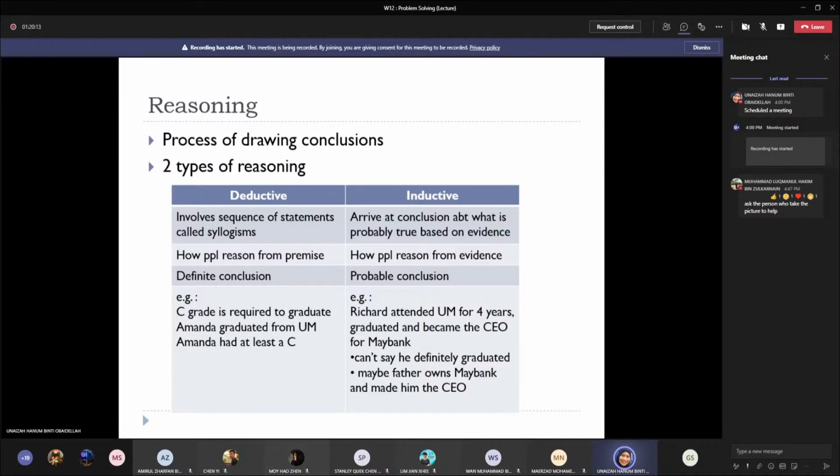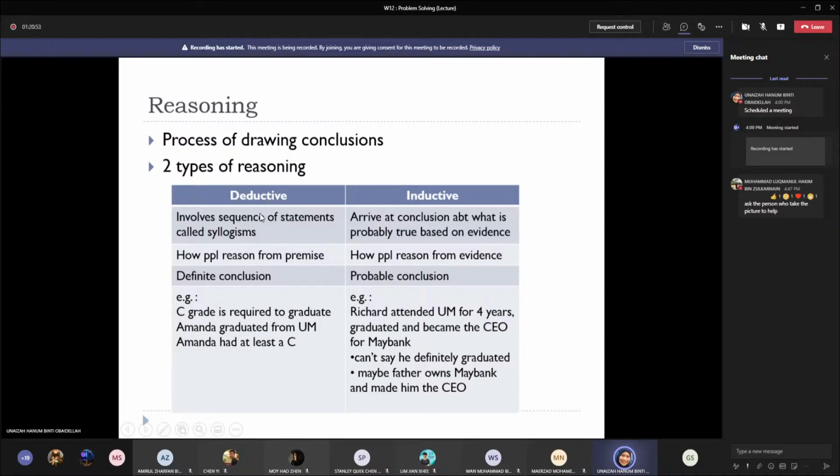So one is called deductive, another inductive. Deductive involves a sequence of statements called syllogism. And inductive is where you arrive at a conclusion about what is probably true based on evidence. We learned about this already in critical thinking and communication skills, if I'm not mistaken, so you can still remember. Deductive is about how people reason from premise, and inductive is about how people reason from evidence.